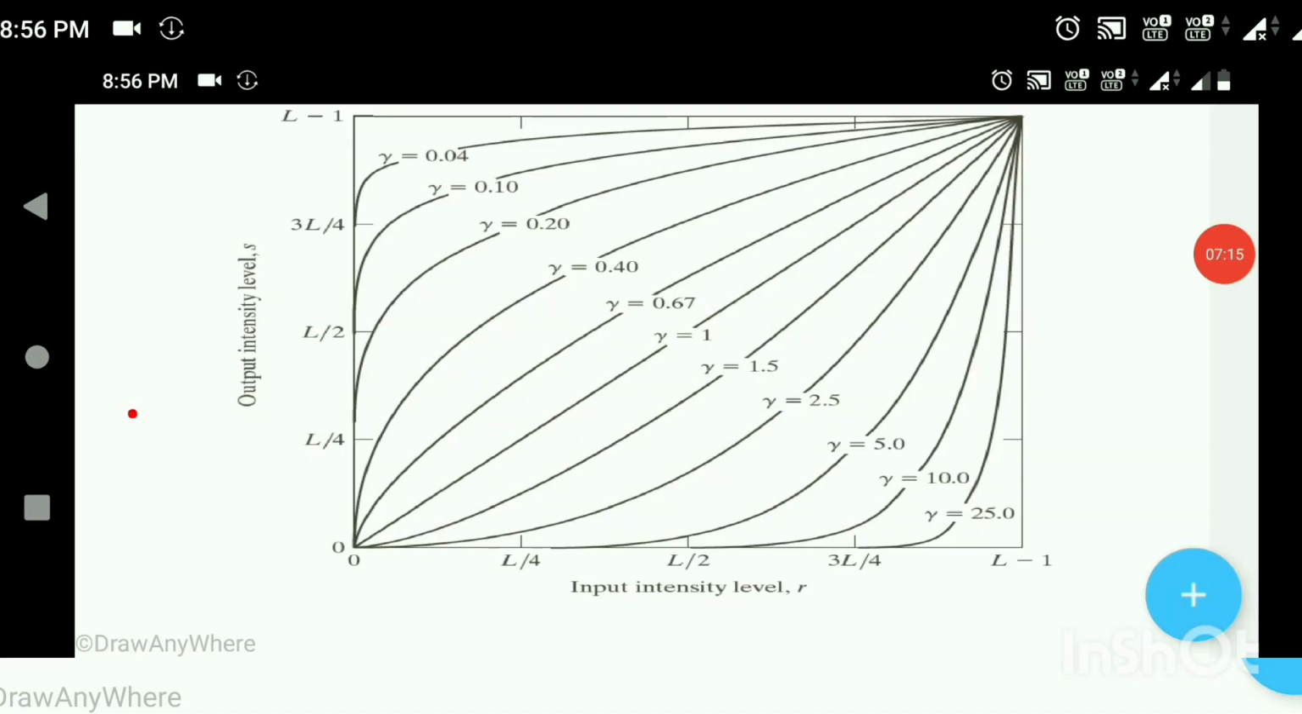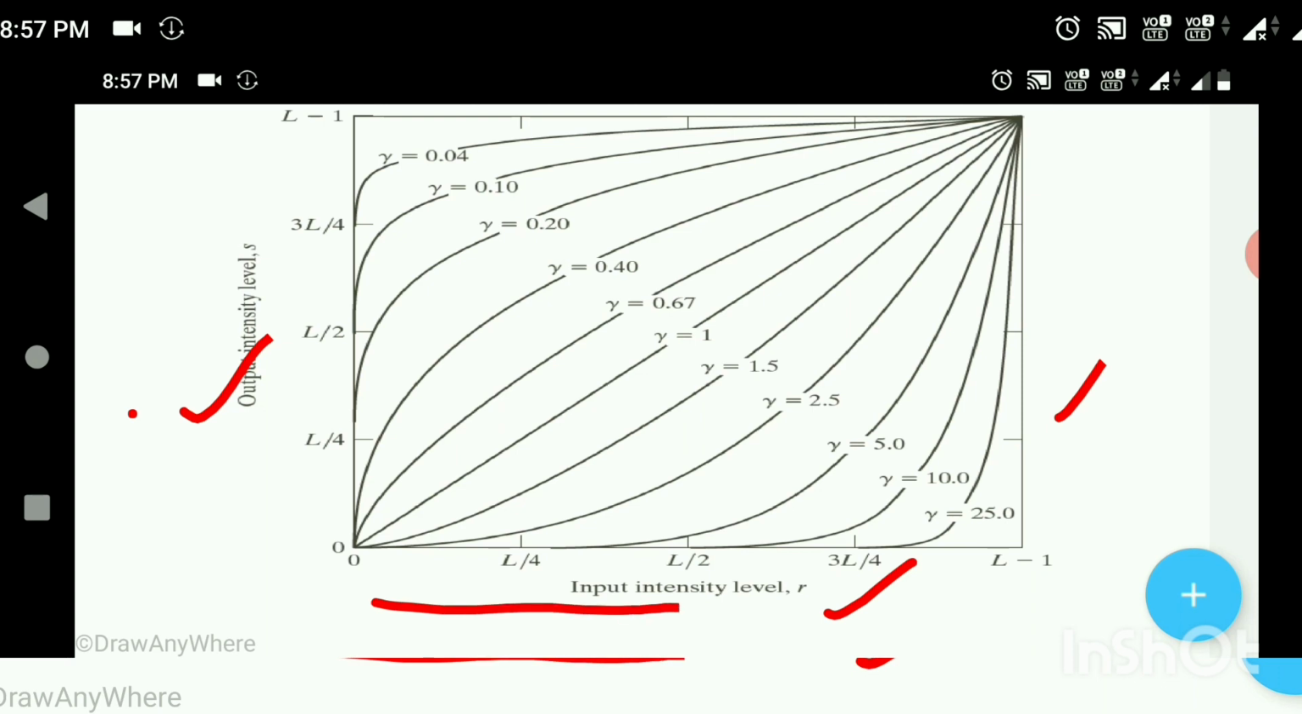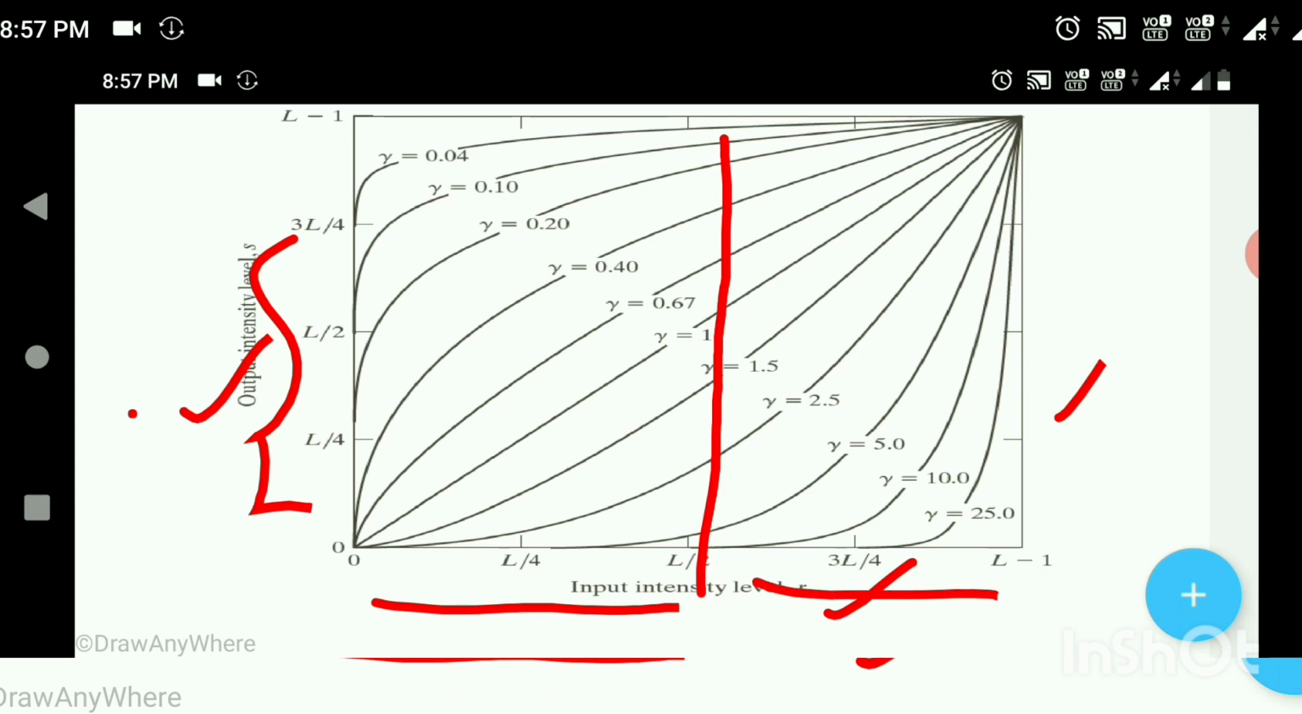The plot of S versus R for various values of gamma is shown in this figure. The power law curve with fractional values of gamma maps a narrow range of dark input levels into a wider range of output levels, with the opposite being true for higher values of the input signal.